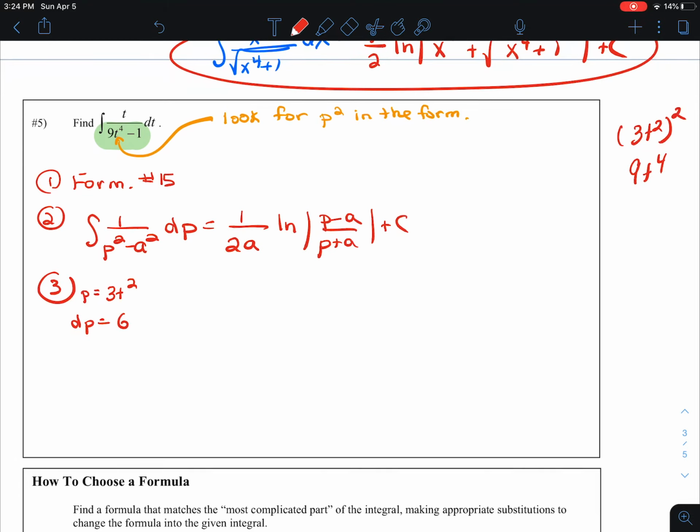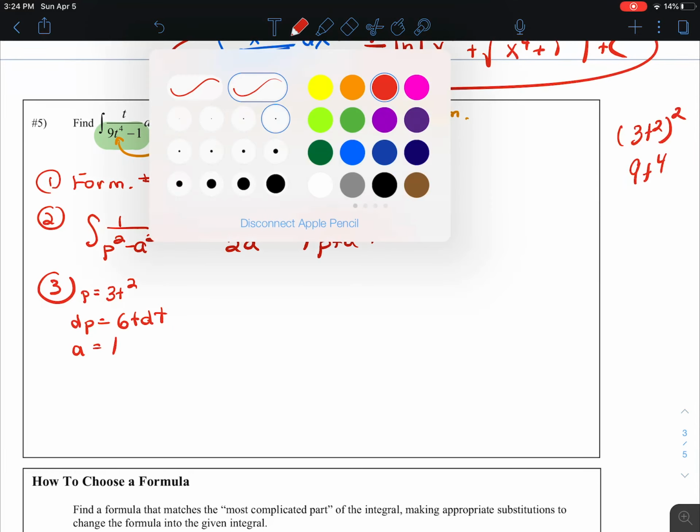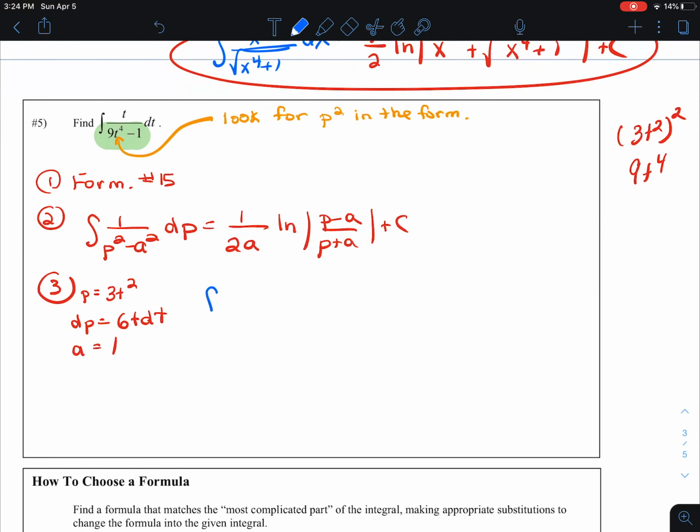I'm going to take the derivative of both sides here. We're going to replace the dp that's right here with a 6t dt, and then the a would just be a 1. So let's make these three substitutions. I like to do the substitutions on the left-hand side only at the beginning, just to see if it feels like this is going to be a decent match. So I'm going to take this 6t here and slide that up to the numerator. This is going to be 6t in the numerator. I get my 9t to the fourth minus 1.